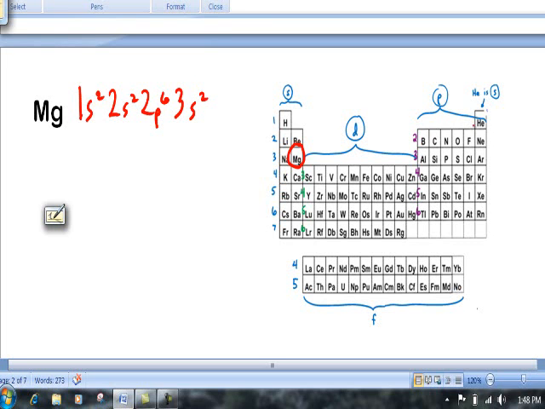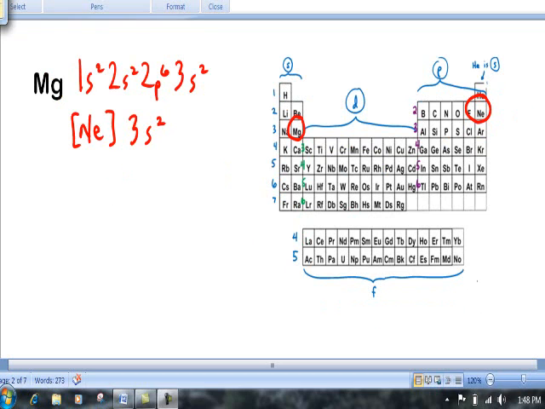Shorthand would be we go to the last full noble gas prior to our element. This is neon. We'd write neon, and then everything that comes after the neon, which is 3s2, and that would be our shorthand electron configuration for the element magnesium.